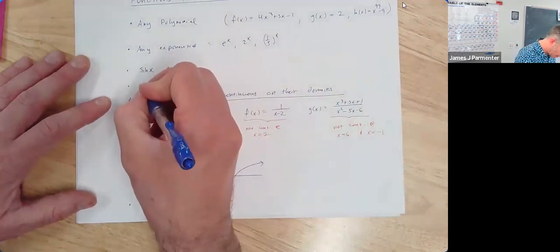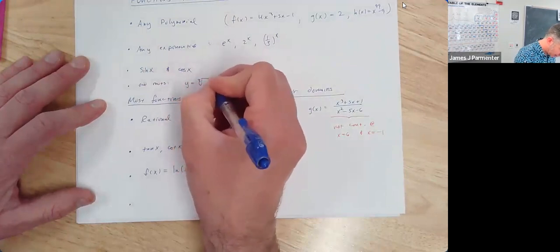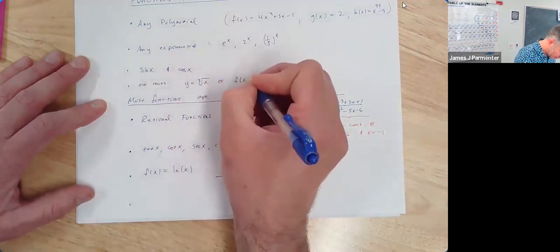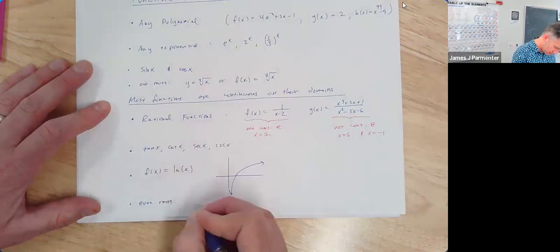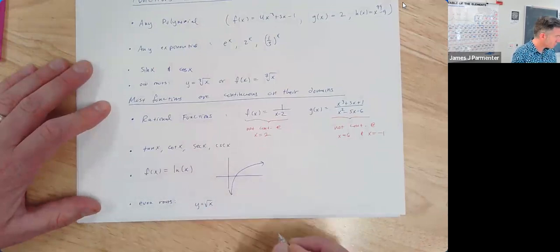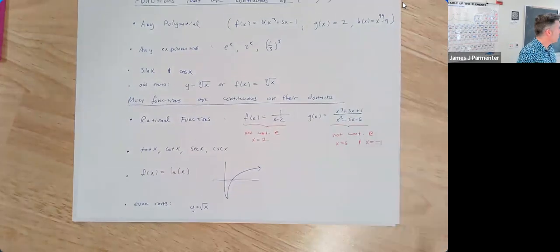Oh, I should have said here, one more to list up here. Odd roots, like y equal to the cube root of x, or f of x equal to the 7th root of x. Those are defined everywhere and are continuous everywhere. And finally, lastly, functions that are continuous on their domains, even roots, like y equal to the square root of x, or any even root of x. So this list is by no means exhaustive, but it's just meant to give you a quick idea of what kinds of things are continuous.